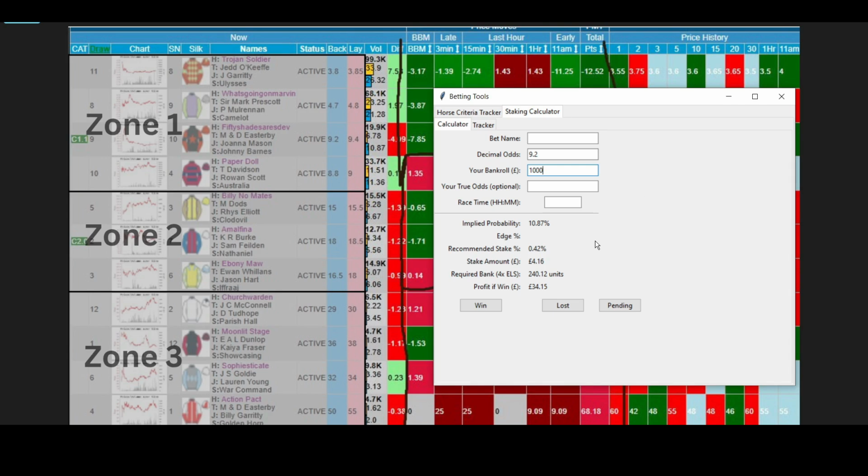Now, as you can see, we put the decimal odds in. We've got our bankroll. This will be compounded at the end of each day, whether it goes up or down. So at the odds of 9.2, our implied probability is 10.87, and the recommended stake is 0.42% of our bankroll, and that's going to be £4.16. So what we're going to do is we're just going to pop that into the pending column, and that will add that horse to our list. So I'm going to type in the name. I'm just going to put What's Going.